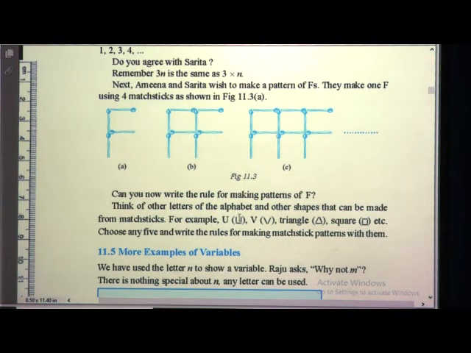Think of the other letters of the alphabets and other shapes that can be made from matchsticks. For example, U, 3 matchsticks, V, 2 matchsticks, triangle, we require 3 matchsticks, square, 4 matchsticks. Choose any 5 and write the rules for making matchsticks pattern with them. So this was about making of matchsticks pattern.